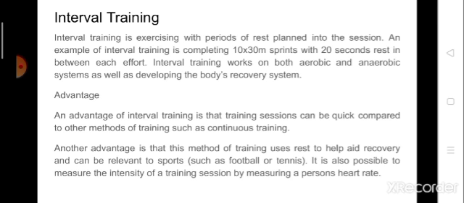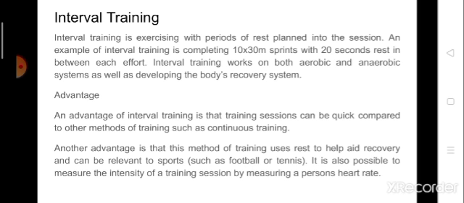Interval training. Interval training is exercising with periods of rest planned into the sessions. An example of interval training is completing 10 times 30 meter sprints with a 20 second rest in between each effort. Interval training works on both the aerobic and anaerobic systems, as well as developing the body's recovery system.